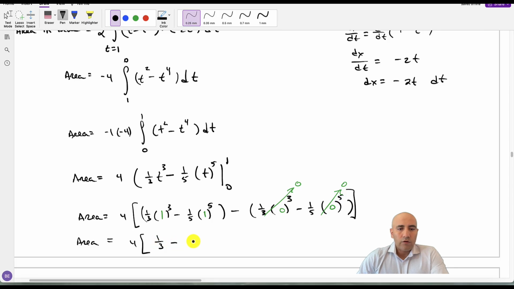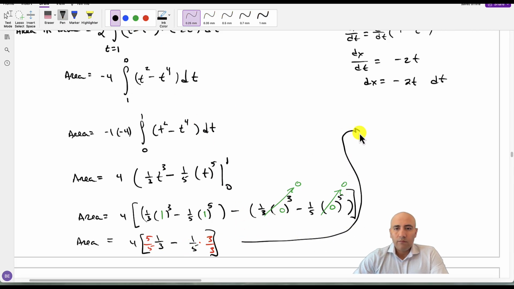is going to be 1/3 minus 1/5. So we just get a common denominator, which is going to be 15. Multiply this guy by 5 over 5. Multiply this by 3 over 3. So we get 5 over 15 minus 3 over 15.